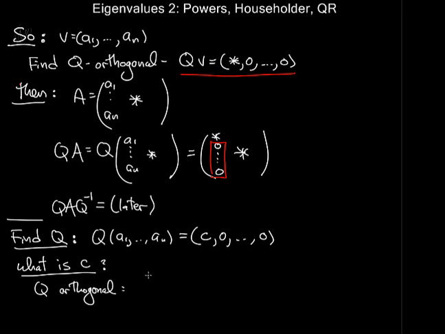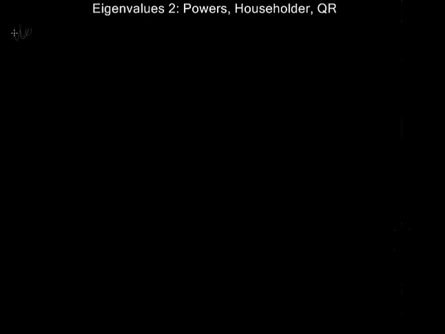Well, remember, Q is orthogonal. So it preserves lengths. And the length of this first vector is the sum of the squares, and the length of the second is C squared. So right away you know what C has to be. It has to be the square root of A1 squared through AN squared, or maybe plus or minus.